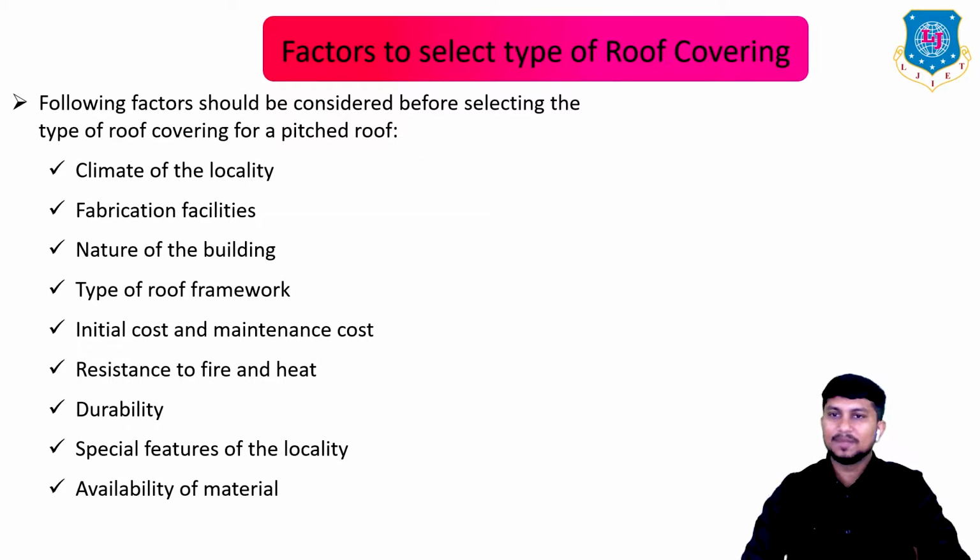First is the climate of the locality. Second is fabrication facilities available, nature of building, type of roof framework, initial cost and maintenance cost, resistance to fire and heat, durability of this type of covering, special features of the locality, and availability of various types of material. These are the factors to be considered while selecting the roof covering.